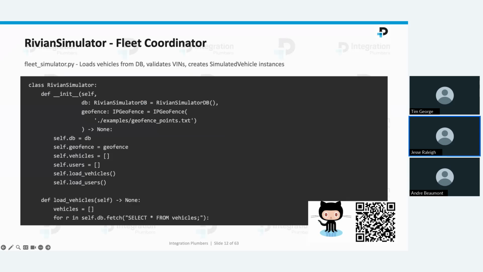The Rivian Simulator class is responsible for the coordination of data simulation and storage. We apply the dependency injection pattern to get a database handler and a geofence object, and then call a few methods to populate our vehicles and users. The load vehicles method iterates over the database records and creates an instance of the simulated vehicle class for each one, which we'll look at next. This is the core orchestrator. Everything else in the simulation feeds into or pulls from this class.